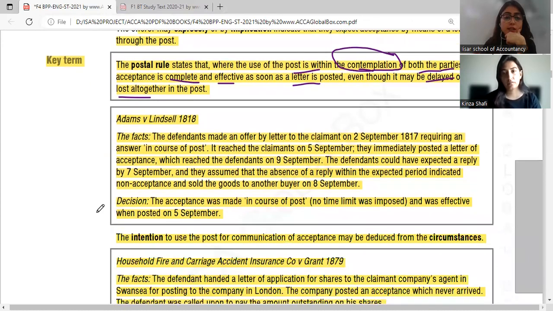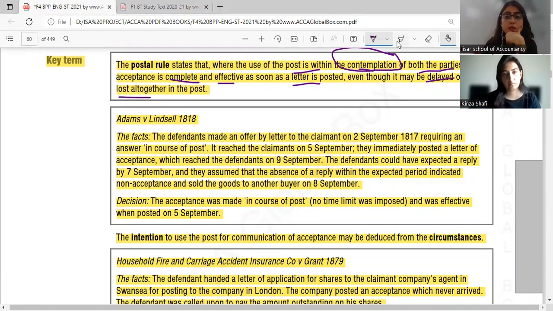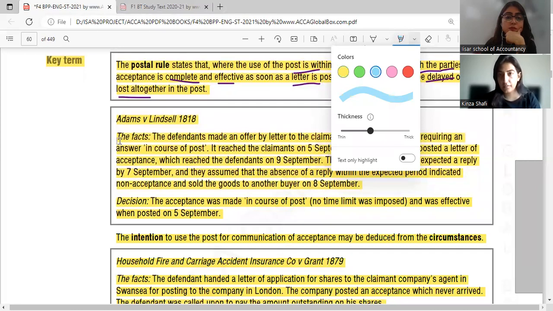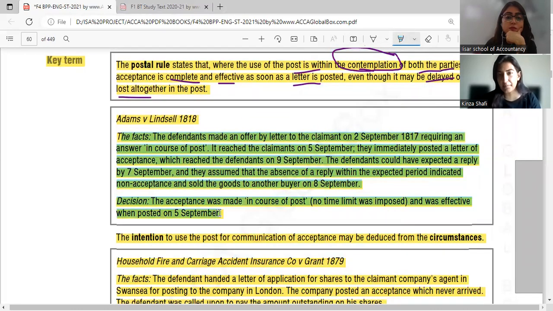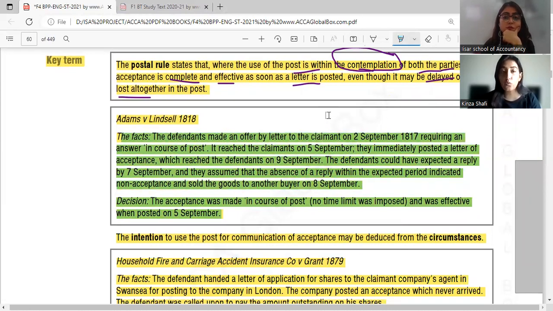Yeah. All right, here's the case Adams versus Linsell. Please read. The defendant made an offer by letter to the claimant on 2nd September 1817, requiring an answer in course of the post. It reached the claimant on 5th September. They immediately posted a letter of acceptance, which reached the defendant on 9th September. The defendant could have accepted a reply by 7th September, and they assumed that the absence of a reply within the expected period indicates non-acceptance and sold the goods to another buyer on 8th September. Decision. The acceptance was made in course of post. No time limit was imposed, and it was effective when posted on 5th September.